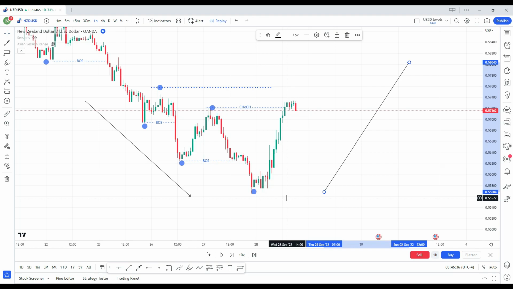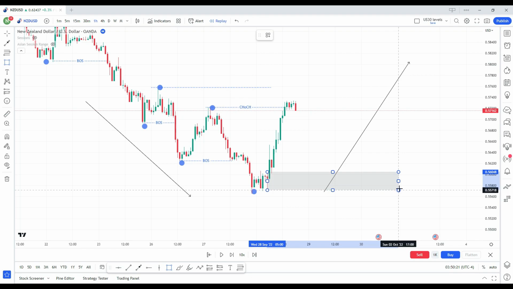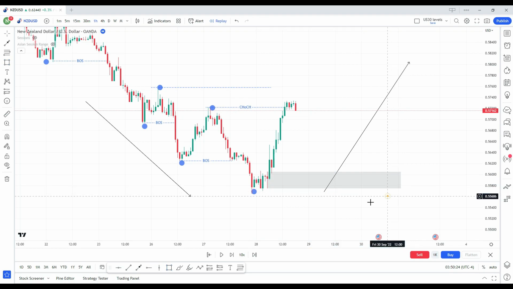Now, order block. Now you will define your order block in this zone. So this last red candle becomes our order block. So this is the last bearish candle before a bullish candle that led to a massive move that caused the break of structure, the change of character.